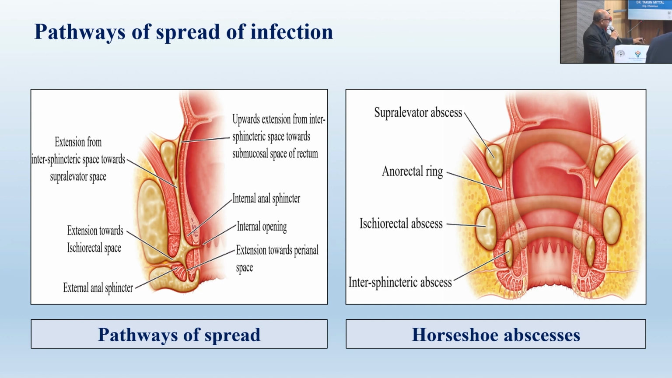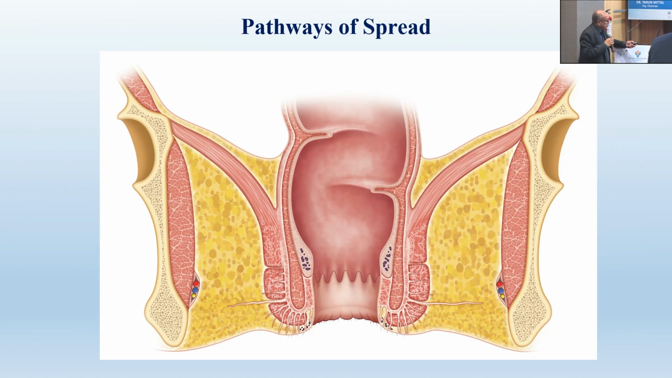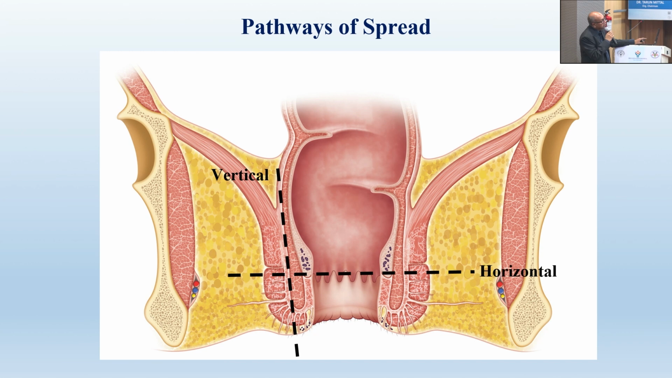Pathway of spread. Now, the disease can spread either vertically, or there may be horizontal spread, or there may be posterior spread. So whenever there is a posterior spread, what we get? A horseshoe fistula, whether it's intersphincteric or rectal, or it is a suprasphincteric. So that is the importance of the spread.